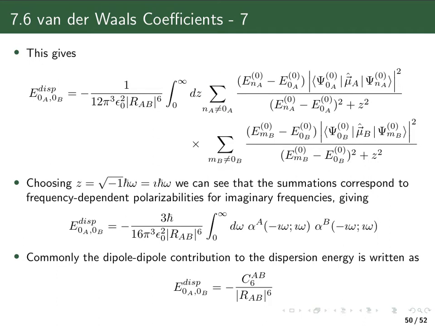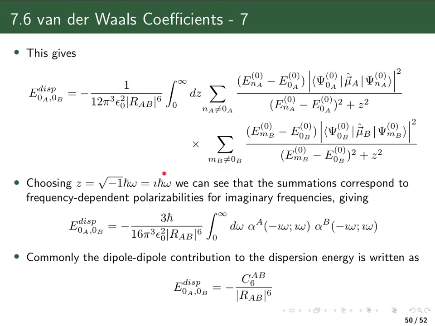And we have still a summation over all the states for A, but now we have here a ratio which only involves system A, and we have a correspondingly ratio here which only involves system B. Now if we choose to identify this variable z as i, the imaginary square root of minus 1, times h bar omega, which means it's the energy of a frequency, but it's an imaginary frequency.